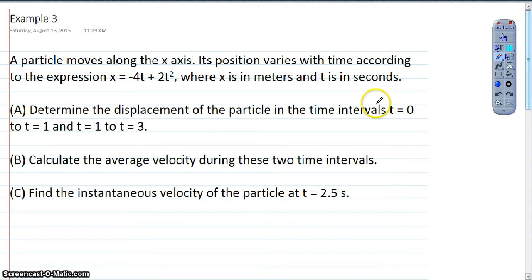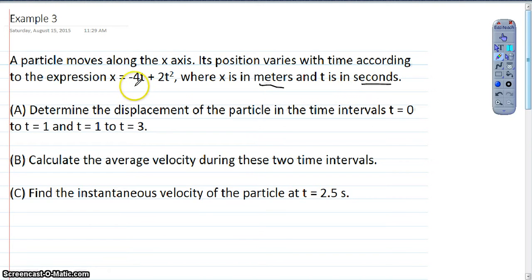Okay, so we'll end the first notes here with a couple examples, hopefully help illustrate everything pretty well. Okay, so a particle moves along the x-axis. Its position varies with time according to an expression x equals negative 4t plus 2t squared, where x is in meters and t is in seconds. Do notice that we're in our standard units. Make sure you are paying attention to those because those could maybe make this a little bit trickier.